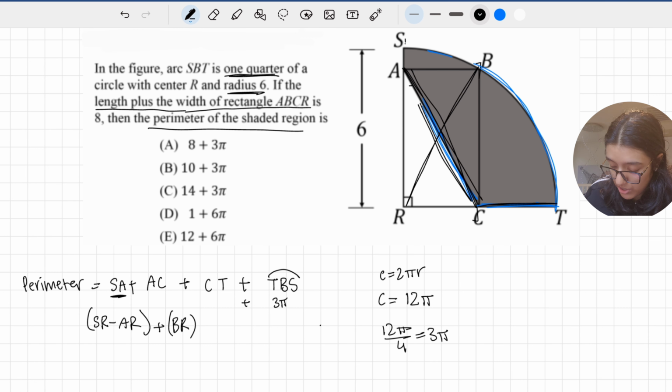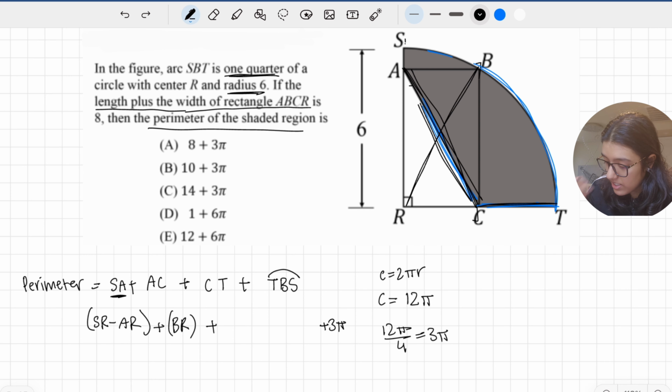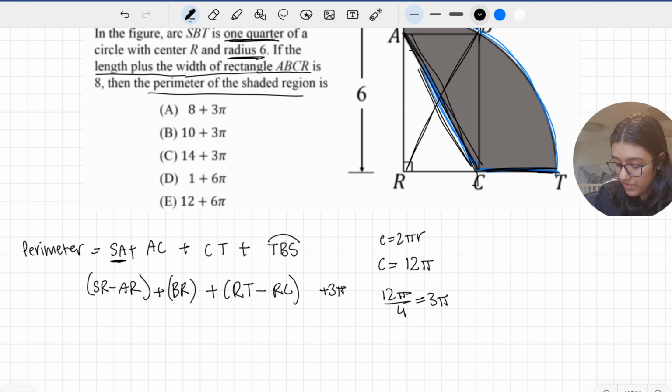Now let's see what we could do with CT. Also, at the end, we have a plus 3 pi. I'm just going to move that over here. So that's plus 3 pi because that is the length of our TBS. Now for CT. CT is over here. Well, CT is nothing but RT minus RC.